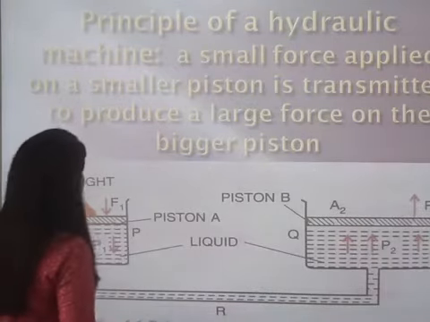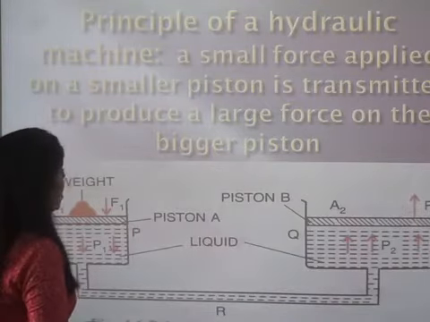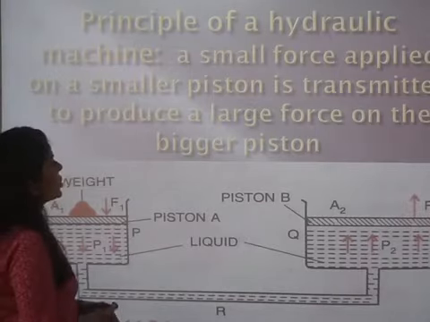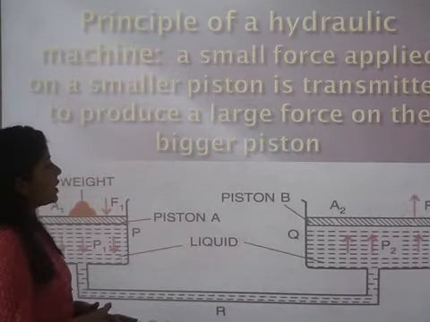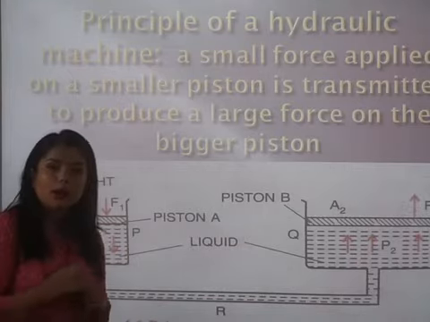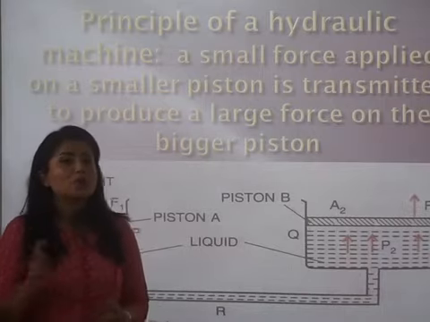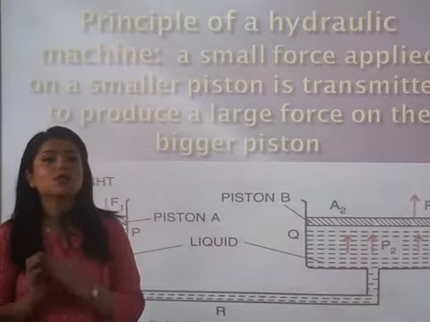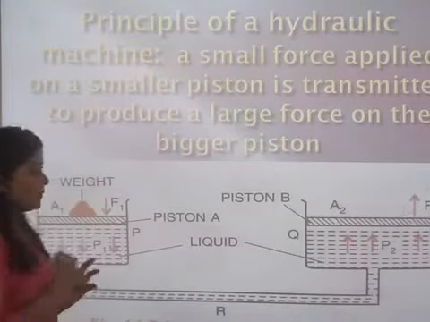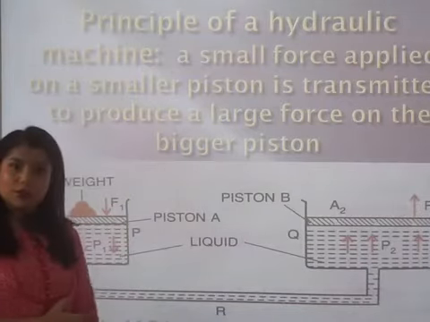The statement is given over there. Principle of hydraulic machine: a small force applied on a smaller piston is transmitted to produce a large force on a bigger piston. As Pascal's law states, if a force is applied at one point of the liquid, it gets transmitted to every part of that liquid. The same law has been applied to make a hydraulic machine.